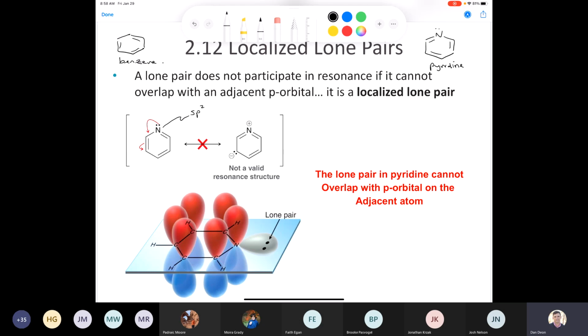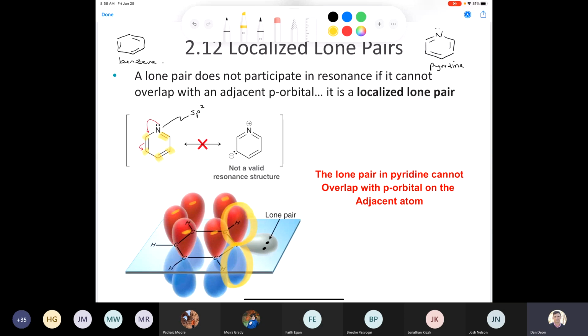Let me explain why this is not a valid resonance structure. The reason why is because of this guy right here. There's already a pi bond in that nitrogen, isn't there? That tells me that that nitrogen already has an unhybridized p orbital on it, right? Right here. It's already got one. And it's going to overlap with all of the unhybridized p orbitals on all of the carbons, right? 1, 2, 3, 4, 5 carbon atoms.